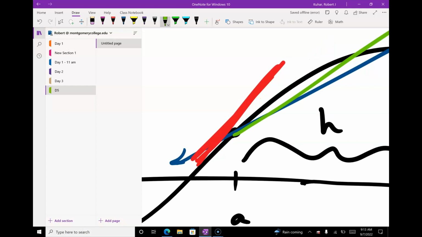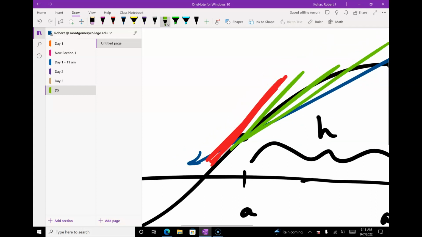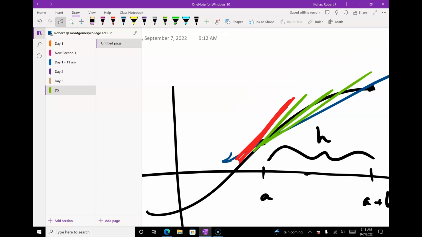And you see my secant lines become the red line, right? So as H goes to 0, those secant lines become the tangent line. Yes, is everybody following? Good.